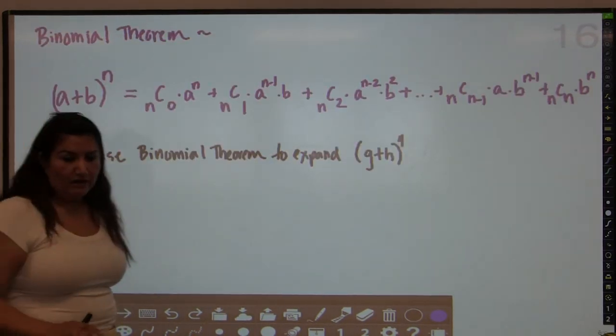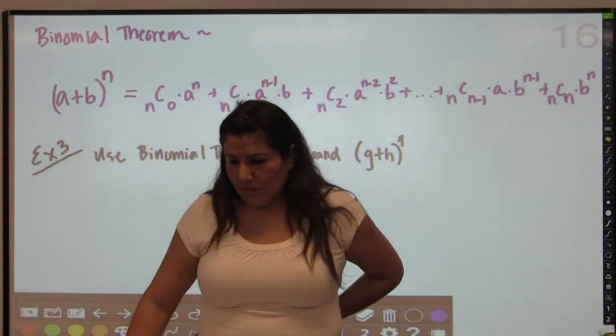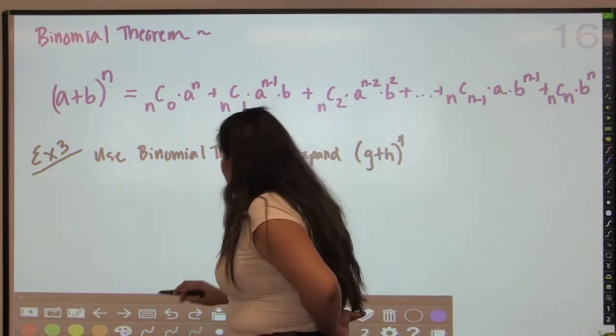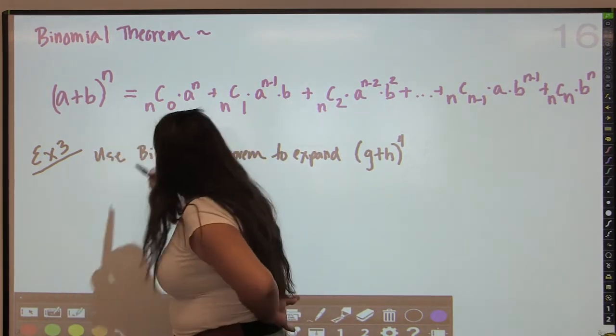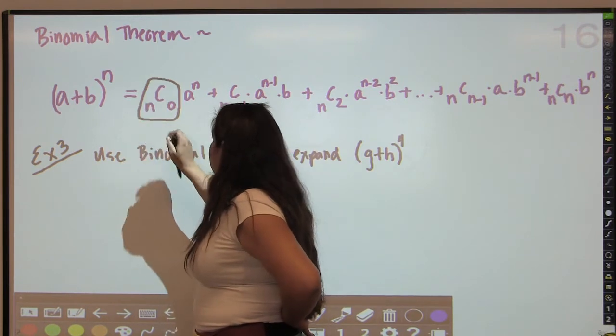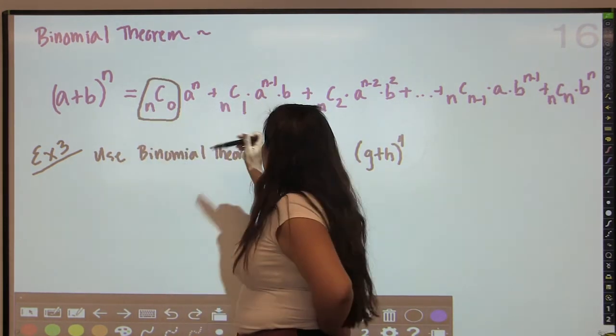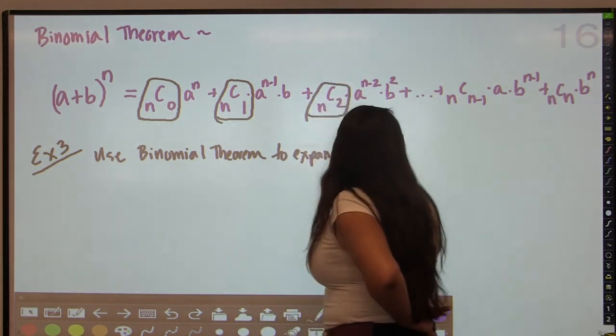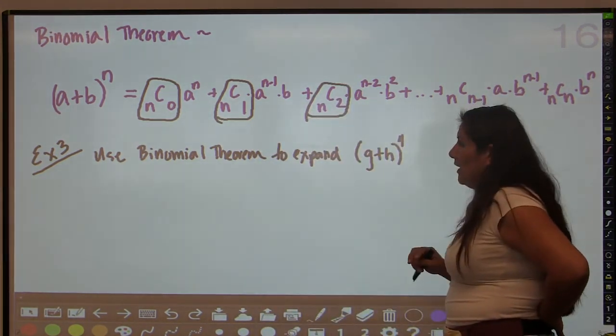So I know that right now this looks really scary, and Lonnie agreed. It looks really scary, but it's really not that bad. Just keep in mind that this is a coefficient. This is a number in front of the variable. This is a coefficient. This is a coefficient. Okay? So those coefficients are going in order.